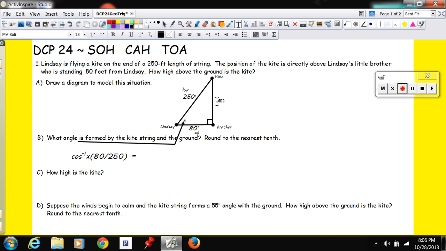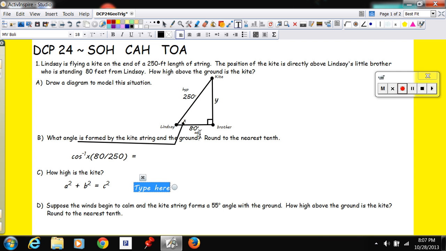How high is the kite? Let's make that a Y value. So the height of the kite from the base, and the height right there, is the right angle. You've got a few options. You can use your angle that you just found and do SOH, opposite over hypotenuse, or what might be more popular would be A squared plus B squared equals C squared.